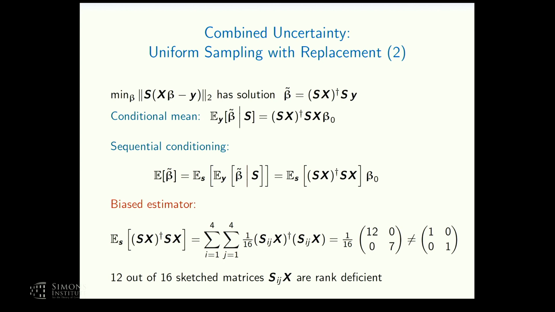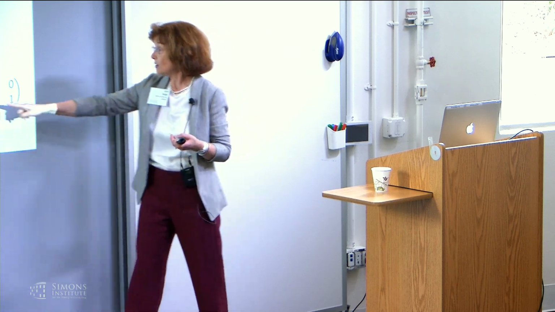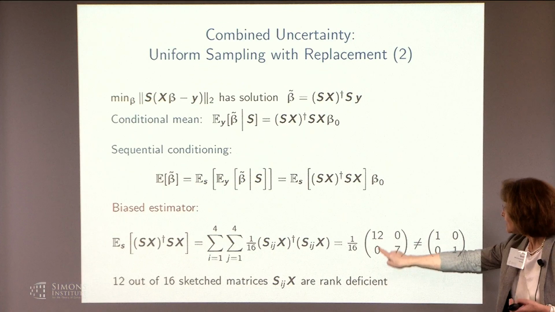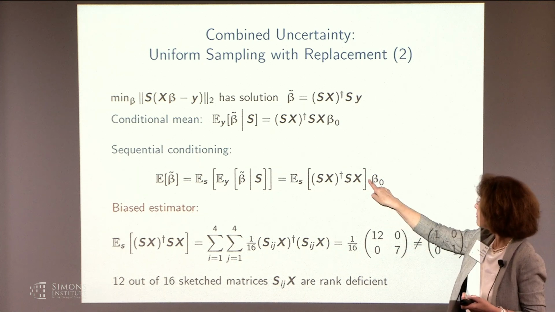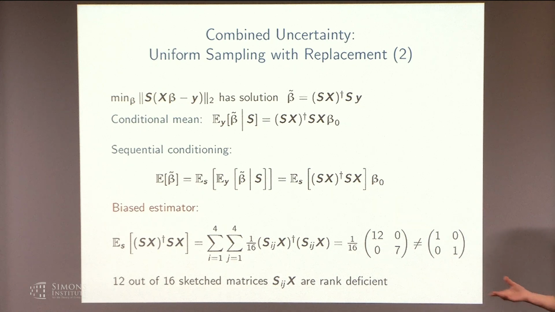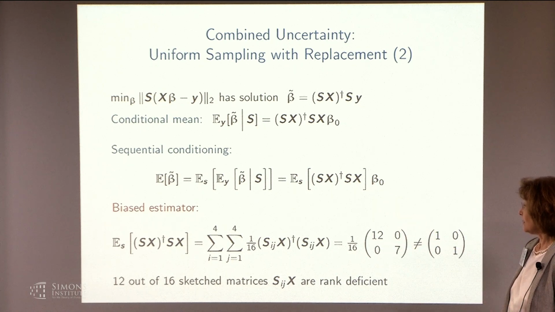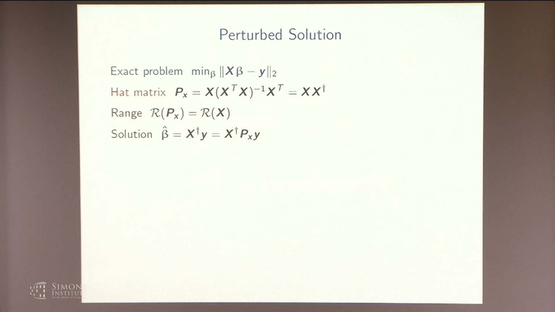And now we just have to sit down and work it all out. The expected value goes over all possible values of S, which in this case we can figure out. You sit down with paper and pencil, you have a lot of patience, and you get that. Well, that thing is not the identity. And that thing multiplies beta 0. So that means in expectation, you don't have an unbiased estimator. And in particular, 12 out of the 16 sketched matrices are rank deficient. Okay, so that's the little example.